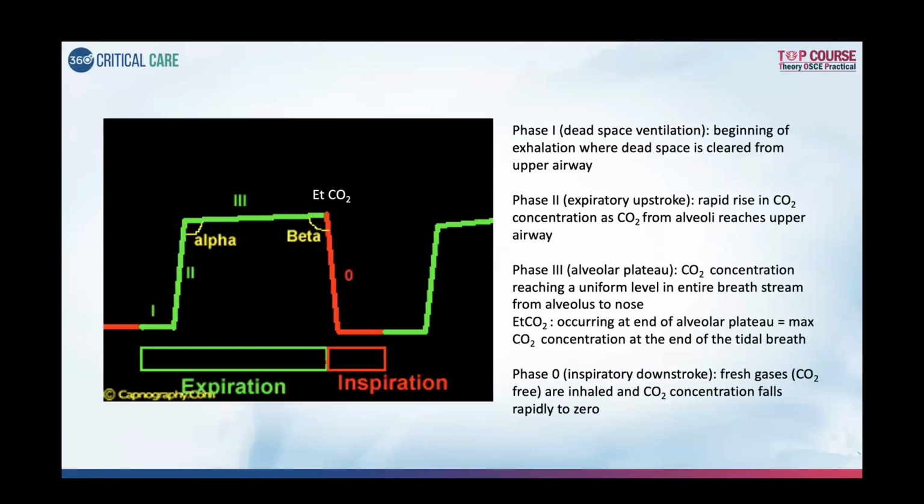Now, there are different angles that can be asked in the exam. One is called the alpha angle, which is the angle between phase 2 and phase 3. And there is a beta angle, which is an angle between phase 3 and phase 0. We'll talk about that angle in a minute. But before that, again emphasizing that phase 1 represents the dead space ventilation.